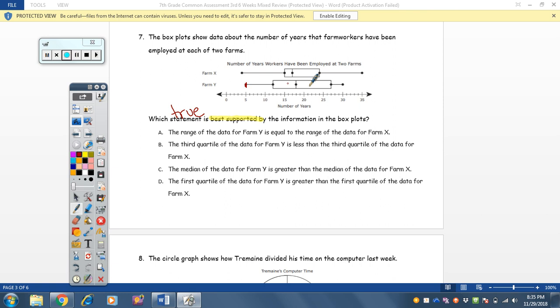Farm Y is this long, right? From here to here. Farm X is from here to here. Which one is longer? Or are they equal? X is longer, the range is bigger. A is not true.